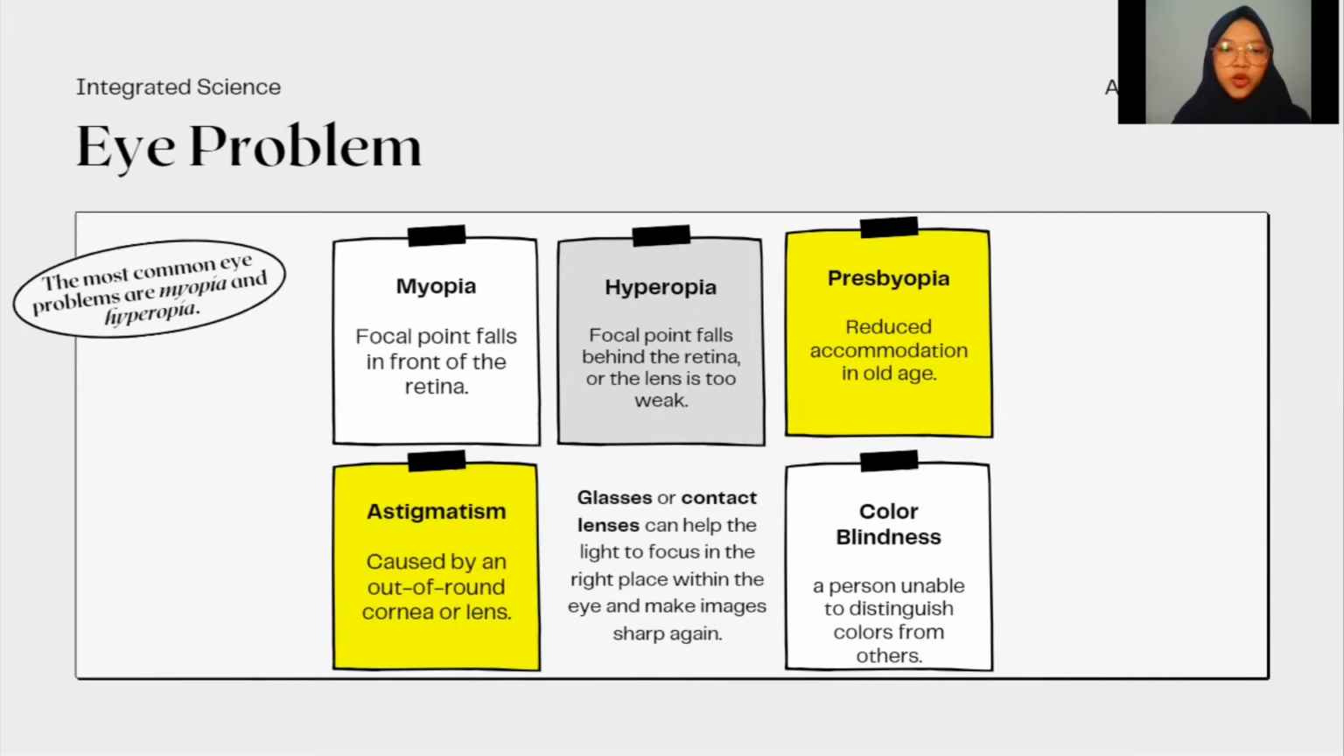So a person who has myopia, hyperopia, or presbyopia usually uses glasses or contact lenses that can help the light focus in the right place within the eye and make the image sharp again. The most common eye problems are myopia and hyperopia.